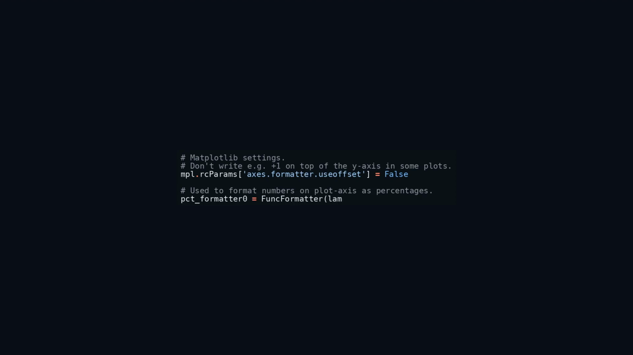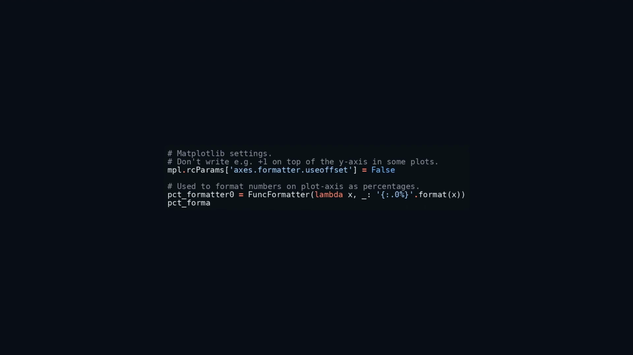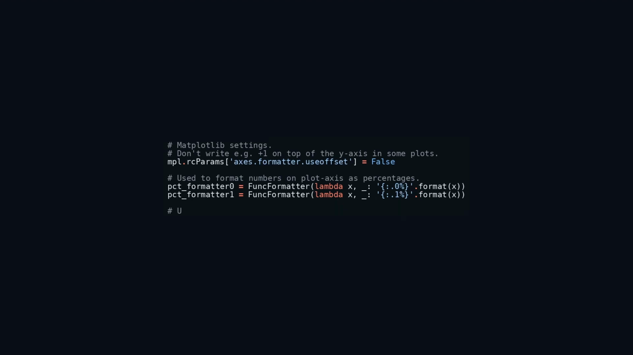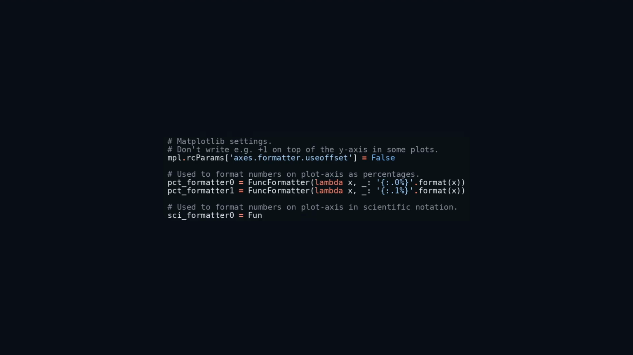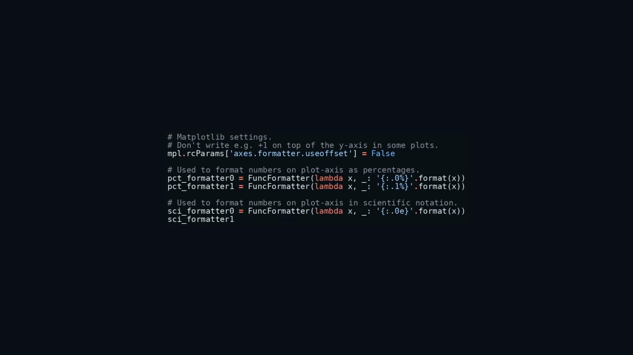The pct formatter 0 formats numbers as percentages with 0 decimal places, whereas pct formatter 1 adds 1 decimal place to the percentages. Additionally, it generates formatter functions for scientific notation. Sci formatter 0 formats numbers in scientific notation with 0 decimal places, and sci formatter 1 applies 1 decimal place. These settings and formatters can be employed in Matplotlib to control the appearance of numbers on the axis, thereby enhancing the clarity and readability of plots for visualization and analysis.